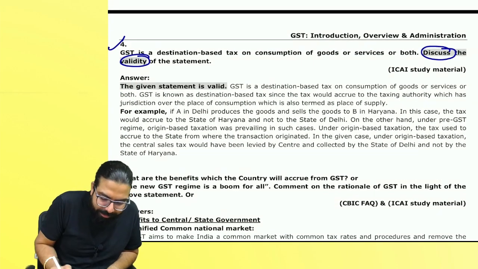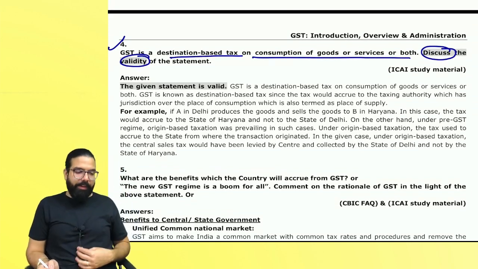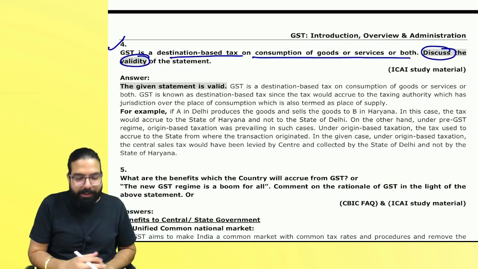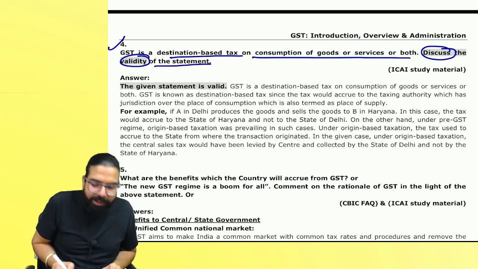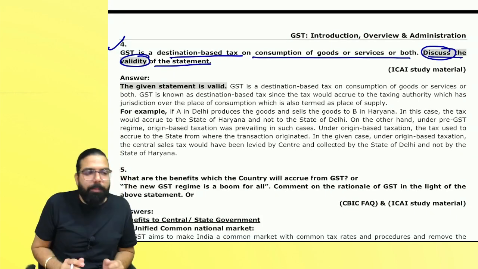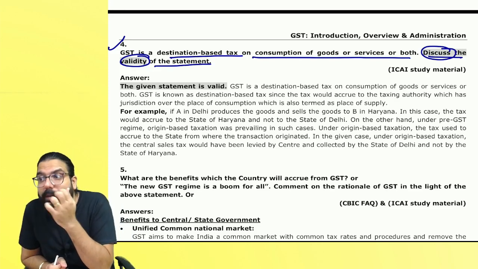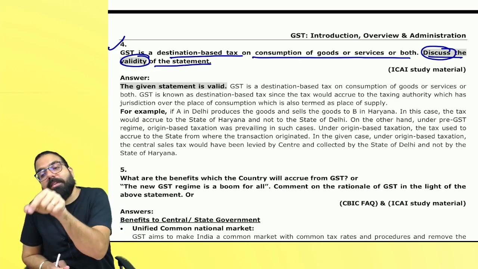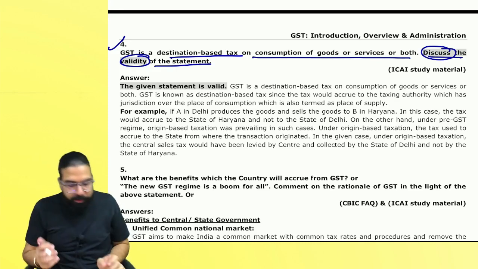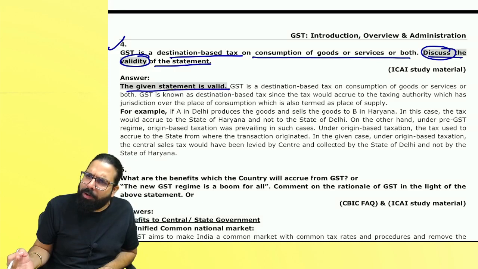It says GST is a destination based tax on consumption. Discuss the validity of the statement. Now, when they are telling you to discuss the validity, tell me, is the statement valid or not? When they are telling you to discuss the validity, the first thing you have to say is whether the statement is valid or not. See, the given statement is valid. Is GST a destination based tax, everyone?